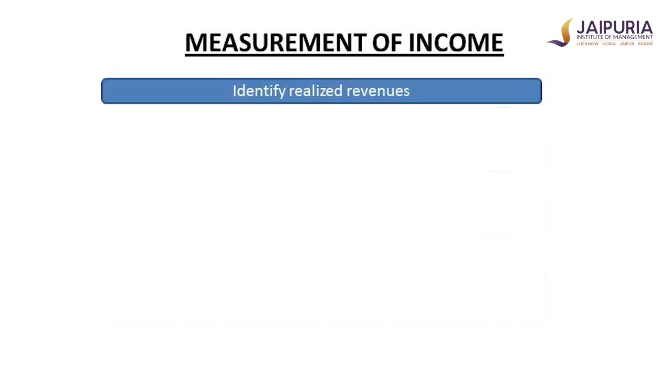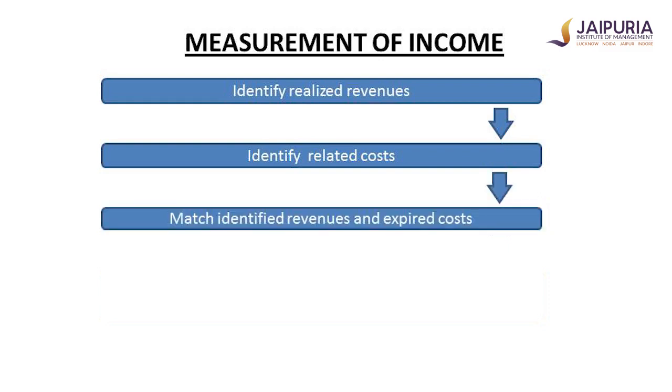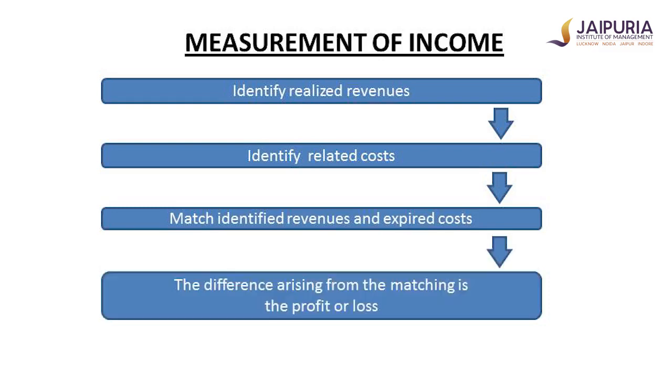Now coming on to the basic process of profit measurement. First, you need to identify the realized revenues. Secondly, identifying the related costs, that is the expired costs that will be there in the profit and loss. And then finally, matching the identified revenues with the expired costs. The difference which you get is the net profitability or loss.